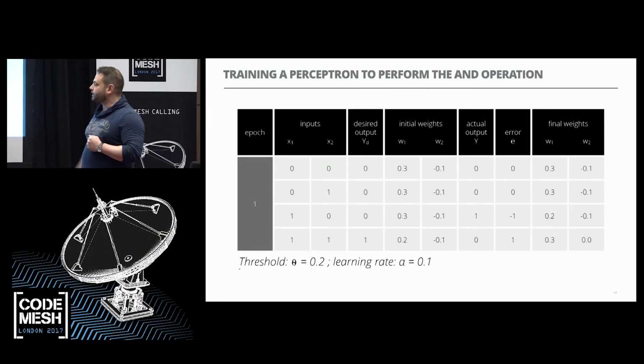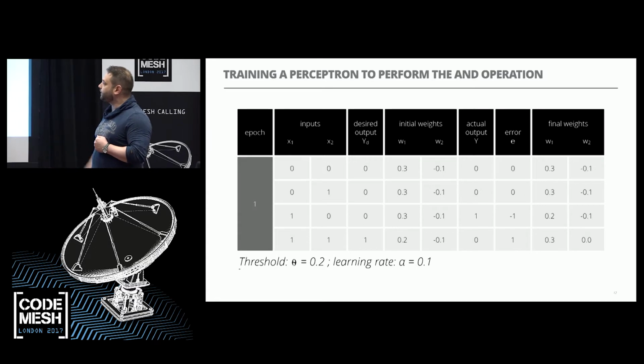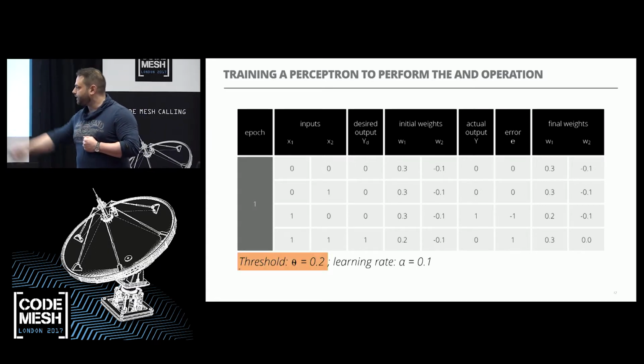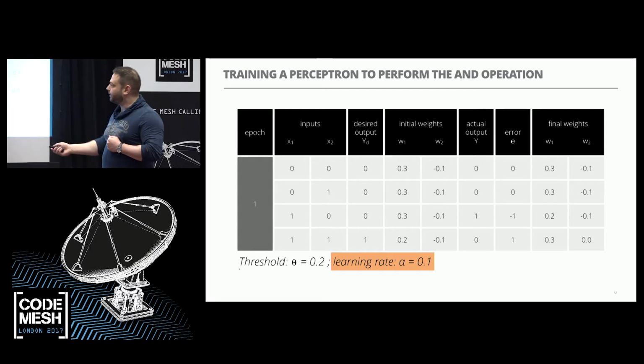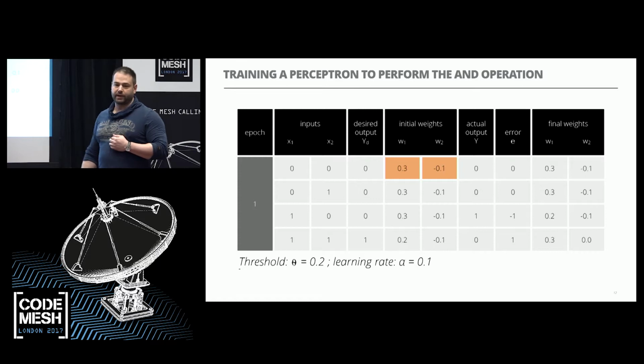So here I have this in tabular form. We're first going to pick some random values. We set a threshold to 0.2, and we set the learning rate alpha at 0.1. That's not random, by the way. And we set our initial weights to some random values.